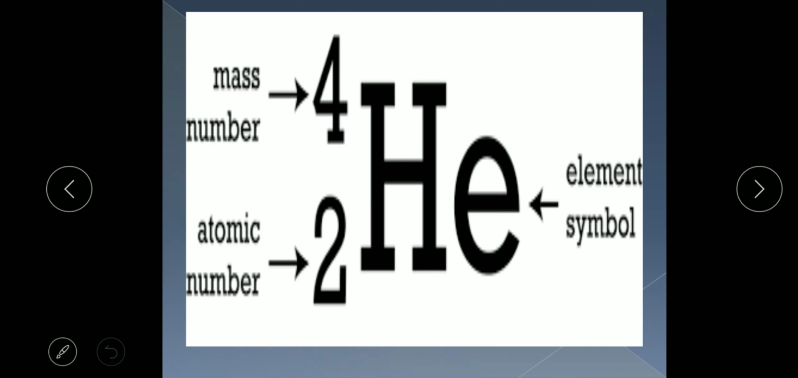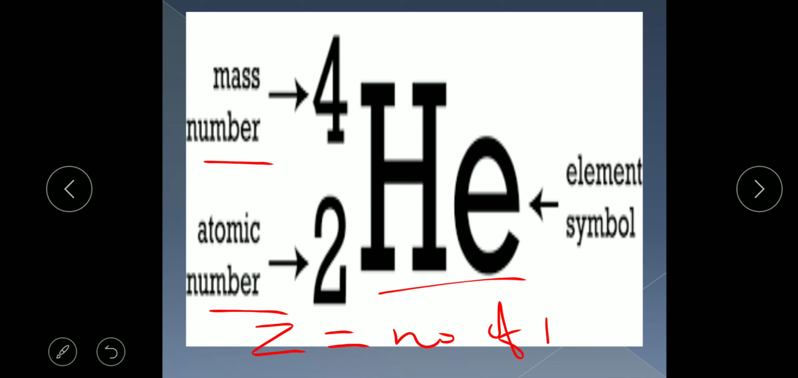Okay. Now the second element of the periodic table is helium. So what is its atomic number? 2. And what is its mass number? 4. So atomic number, that is Z, is equal to the number of protons. So how many protons does it have? 2. Z is also equal to the number of electrons. So how many electrons will it have? 2. Okay. Now what is the number of neutrons?